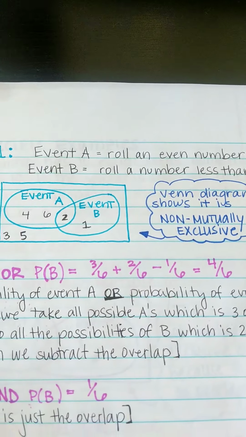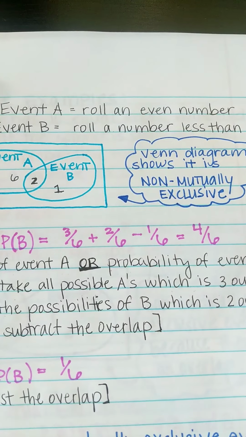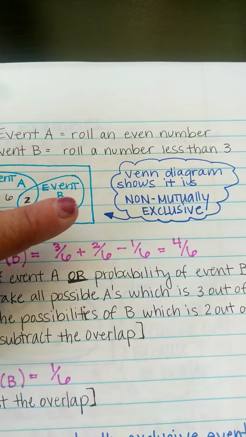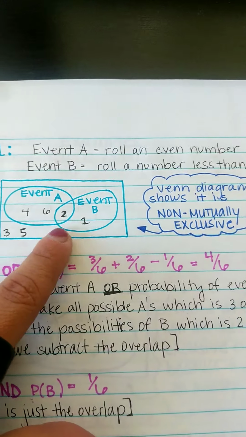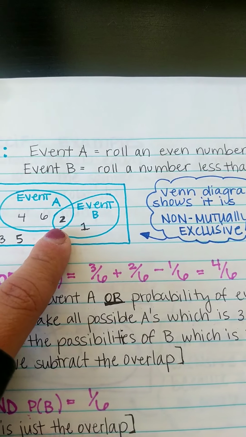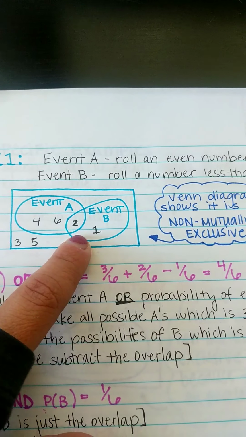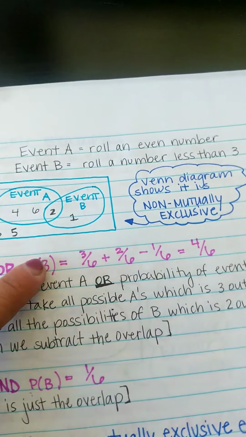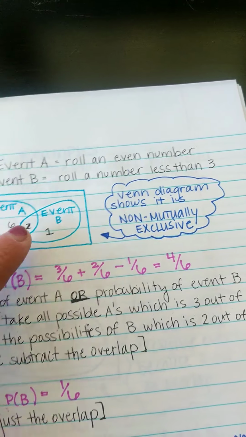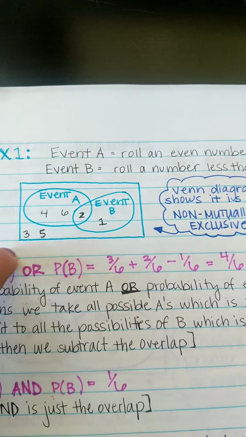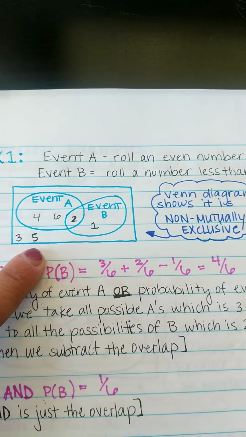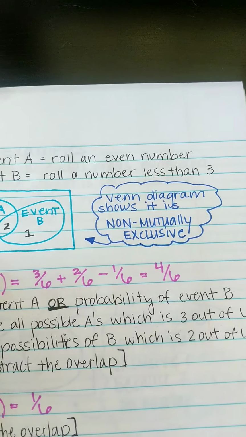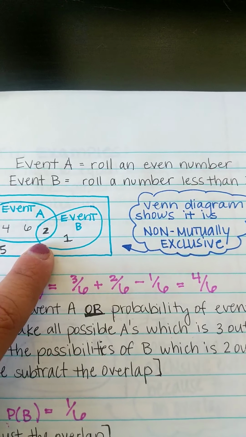So I go ahead and I make my diagram. I say, here's event A. All of my possible even numbers are 4, 6, and 2. Okay. A number less than 3 is my event B. That would be 1 and 2. You'll notice that 2 is in the overlap of the two circles because it's both even and less than 3. Okay. Now remember, a die roll is all the different possibilities in my sample space. So I have 1, 2, 4, and 6 in my circles, which means 3 and 5 come out here in the empty zone of my sample space because they're not part of either event, but they're still part of the possible outcomes. This Venn diagram shows it's non-mutually exclusive because we do have an overlapping section.